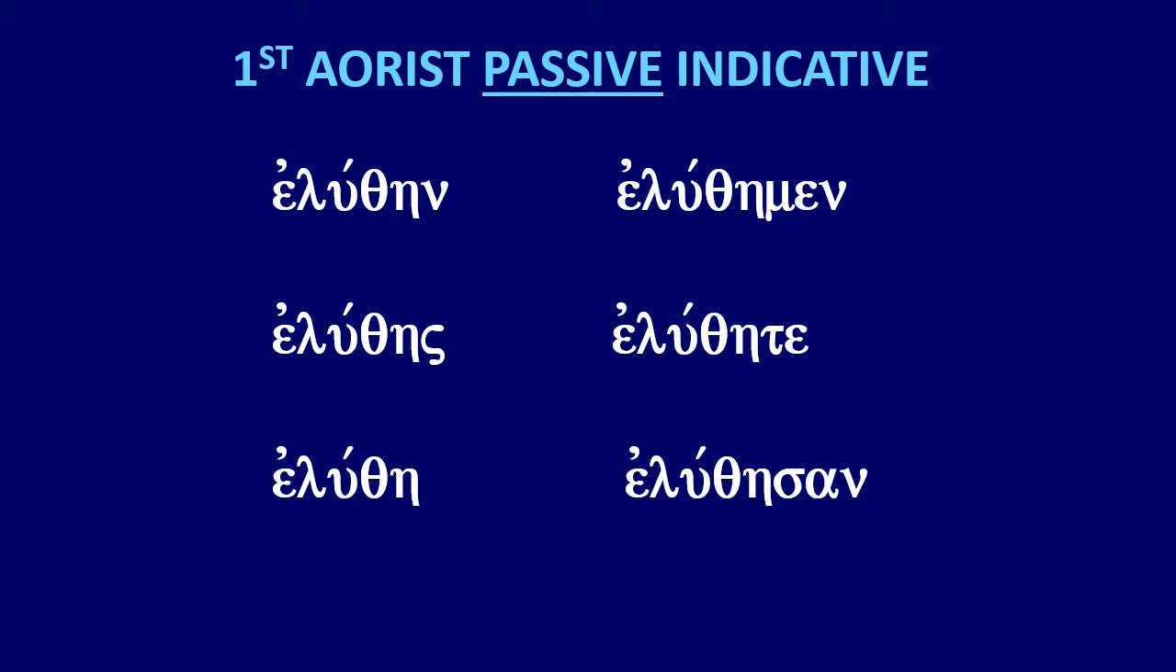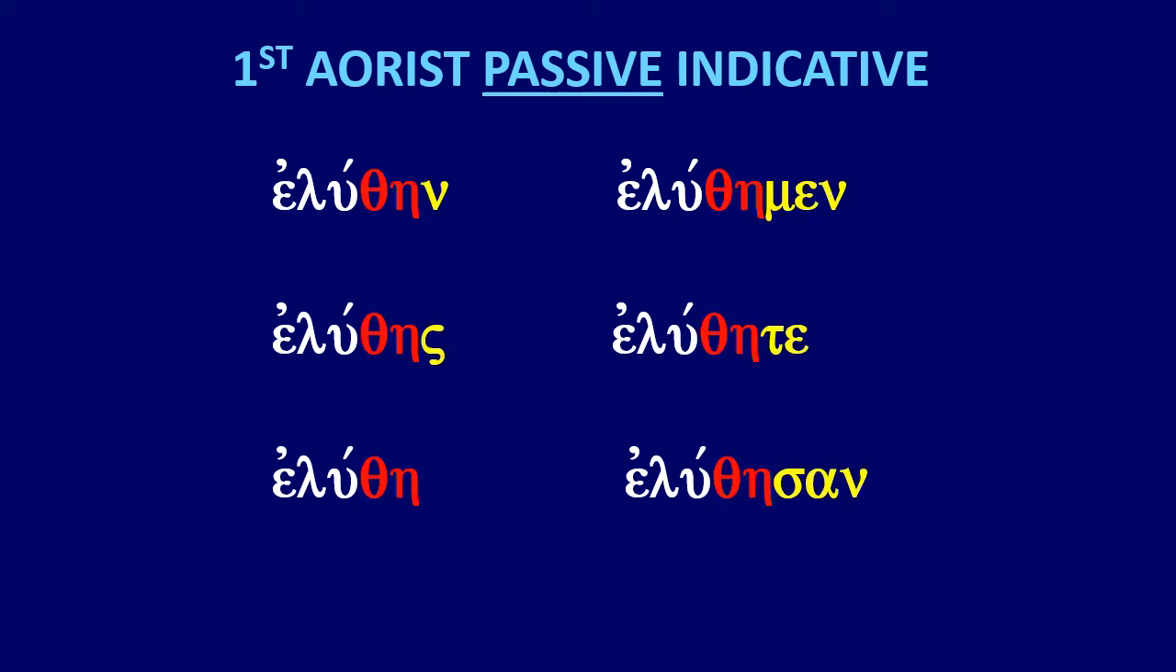Eluthen, which means I was loosed, or eluthes, you were loosed. Eluthe, he, she, or it was loosed. Eluthemen, we were loosed. Eluthete, you were loosed, you plural. Eluthesan, they were loosed.